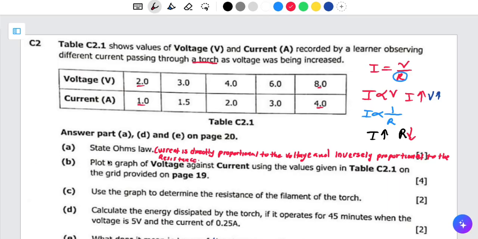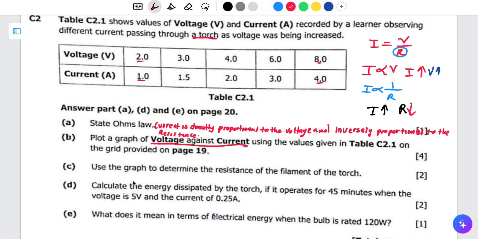Then as for question B, it is saying plot a graph of voltage against current. So this is going to be the title for our graph of voltage against current. That is voltage in the y-axis and current in the x-axis, using the values given in table C2.1 on the grid provided on page 20. So what we are going to do here, we can come up with the coordinates, and then we use those coordinates, and then we see what we are going to have.